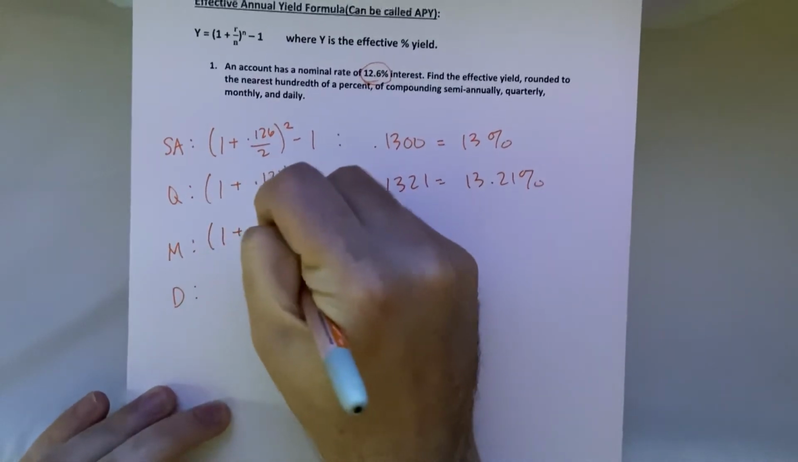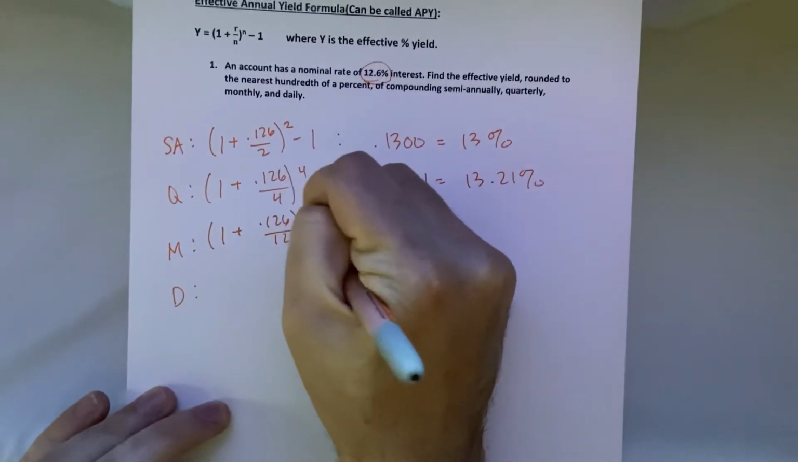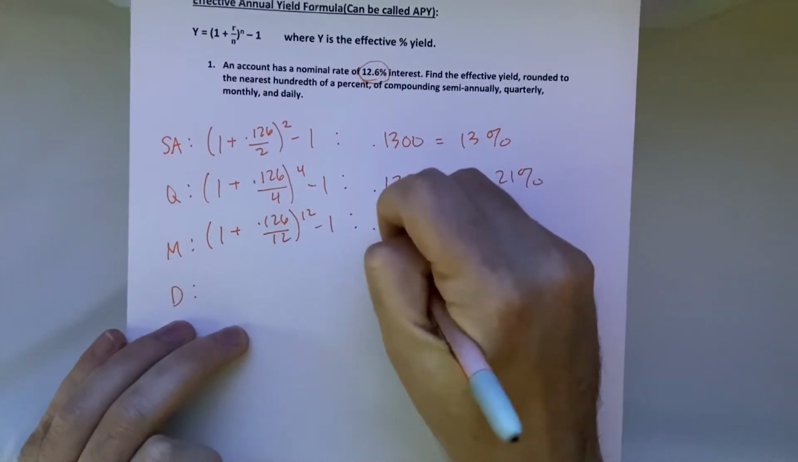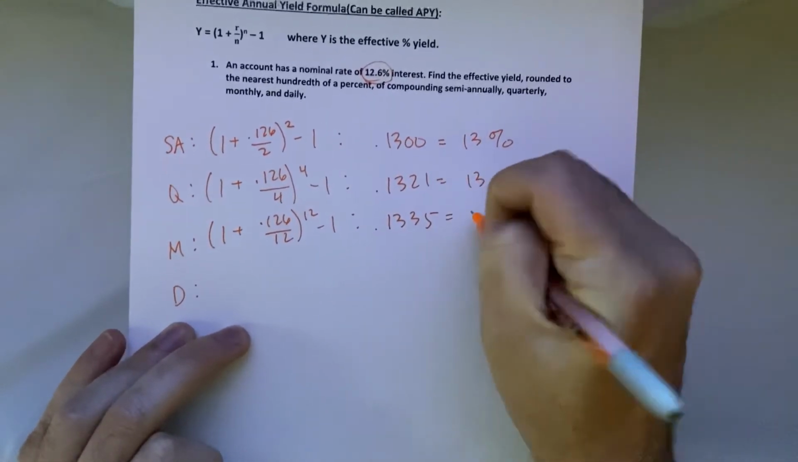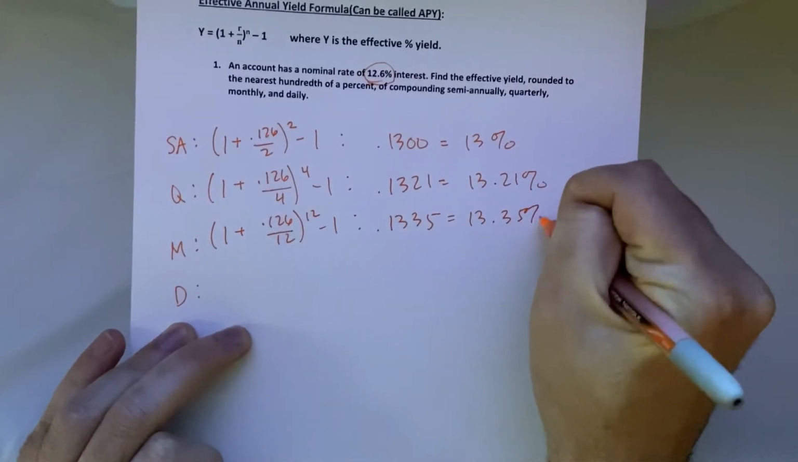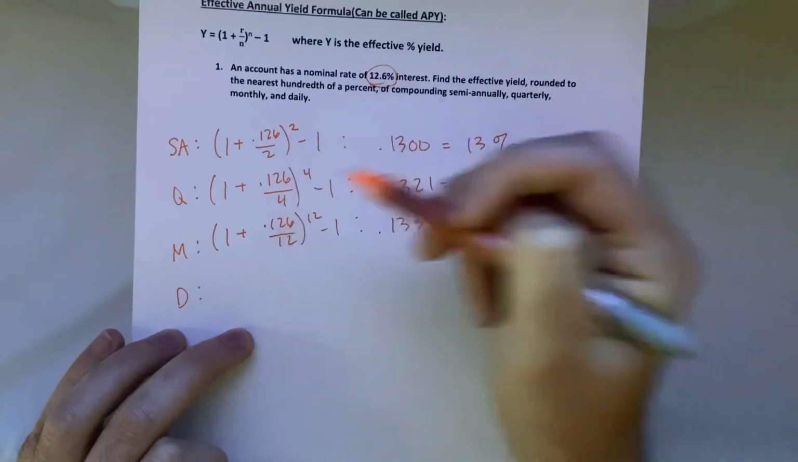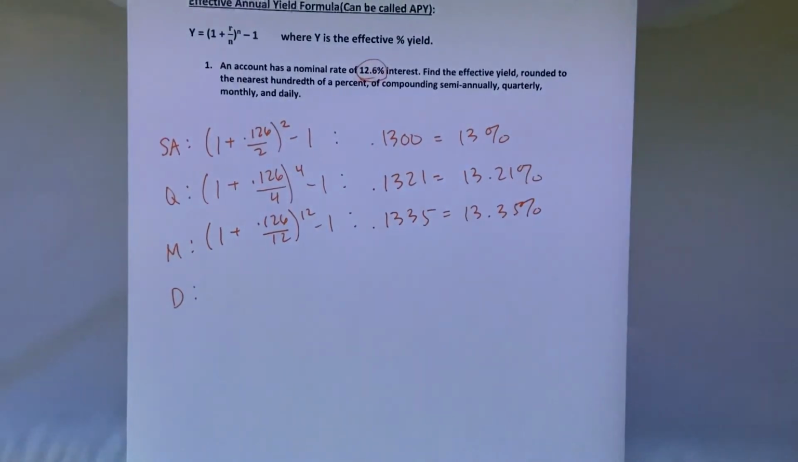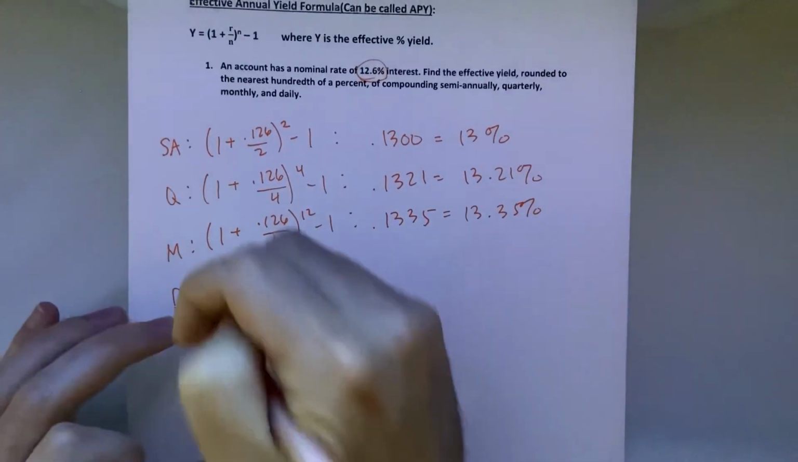Monthly is now an n of 12. Now we think the jump from 2 to 4 is not as big as the jump from 4 to 12 in terms of number of times, but actually this is just 0.1335, 13.35%. Despite the fact that this increased by 8 instead of 2, the percent actually increased less than originally. So it looks like there's some level of what we call diminishing returns here.